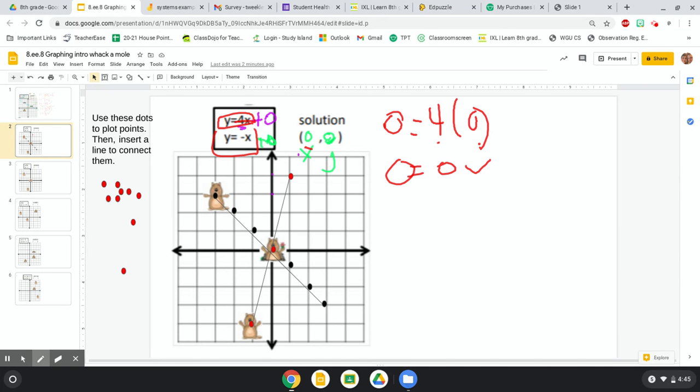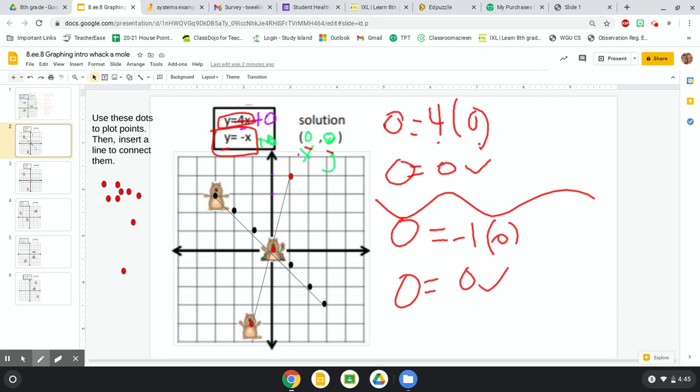Now I got to go on to the second equation. So again, I start with y. Well, y in this case is 0. So I have 0 equals -1 times x, which is 0. Well, -1 times 0 gives me 0. Bring that down. Well, 0 does equal 0. So I know that 0, 0 is my final solution.